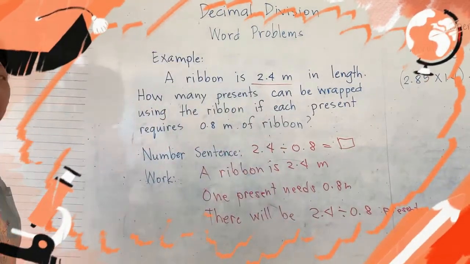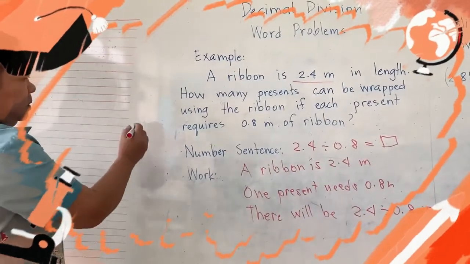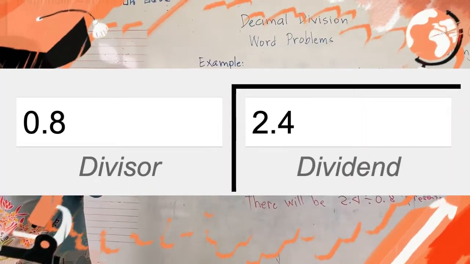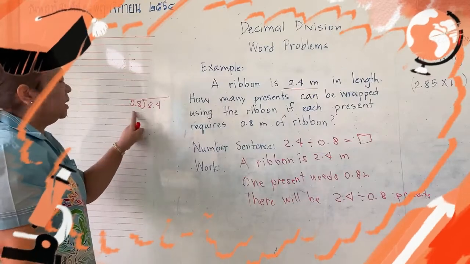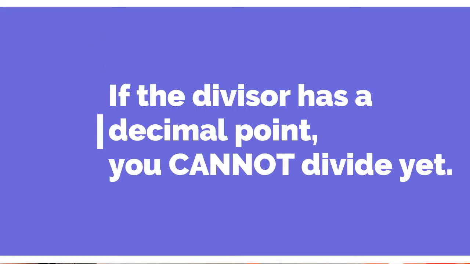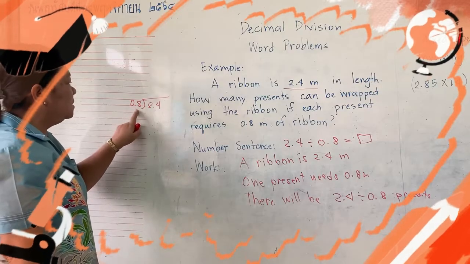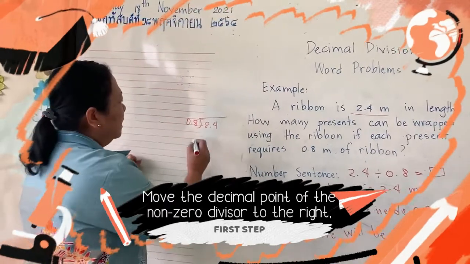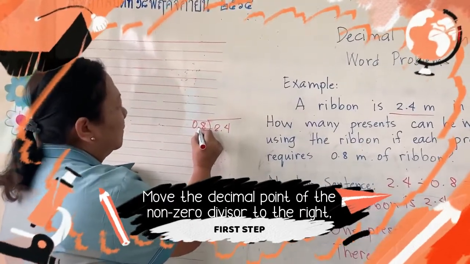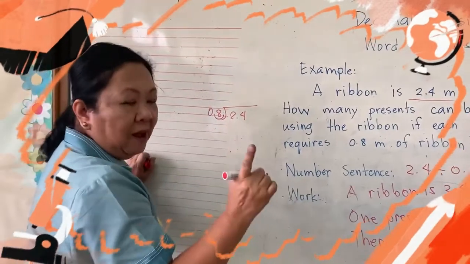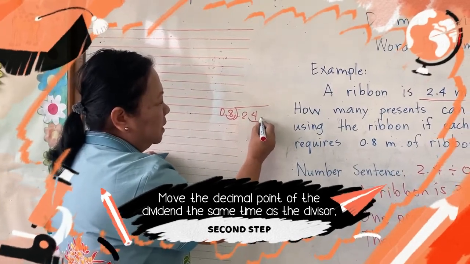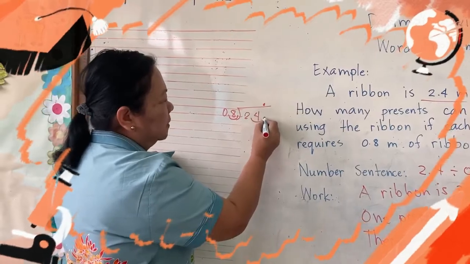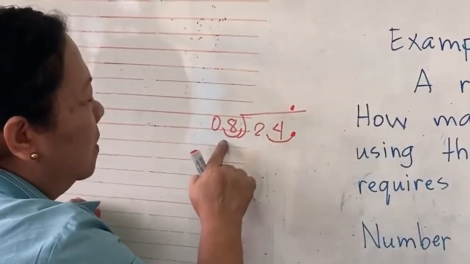Then, you can use another sheet of paper, but here I will show you. 2.4 divided by 0.8. If the divisor has a decimal point, you cannot divide it. You need to move the decimal point to the right of the non-zero digit. Here, I will move the point to the right of 8 one time. And so, I will also move the decimal point here one time. Now, we don't have any more decimal point, we can now divide.